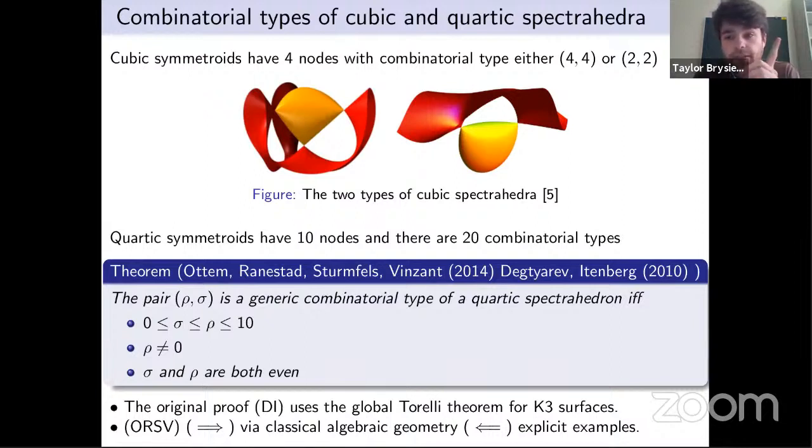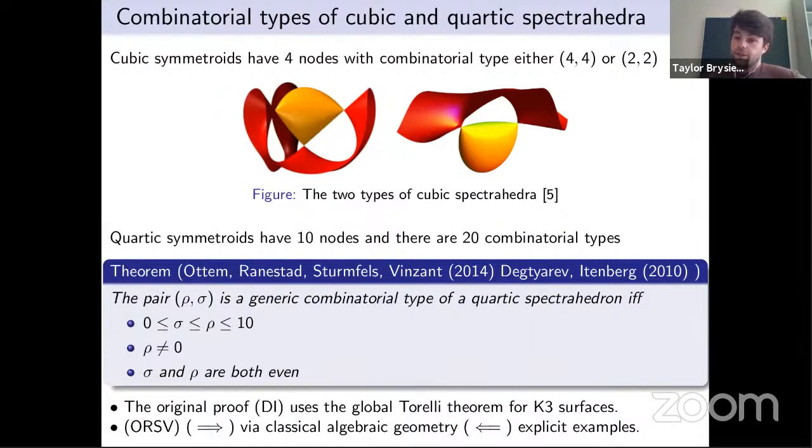Now, the fact that rho has to be even is very easy, because we already said that these singular points are the solutions of a real polynomial system. And so when you have solutions of a real polynomial system, the non-real solutions have to come in complex conjugate pairs. Since there's an even number of solutions in total, and then you take off all the complex conjugate pairs, you have to have an even number of real ones left. The hard one is that sigma has to be even. So this was reproved by Ottem, Ranestad, Sturmfels, and Vinzant in 2014.